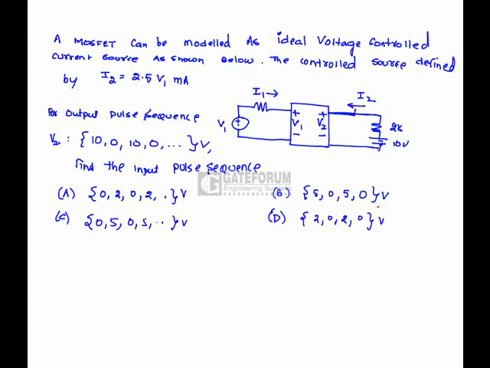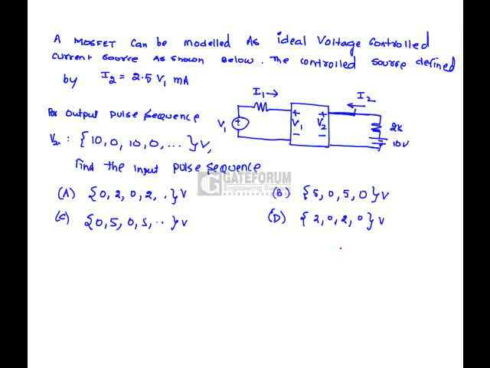A MOSFET can be modeled as an ideal voltage controlled current source as shown below. The control source is defined by I2 equals 2.5 V1 milliamps. So, as per the data, I2 depends upon the value of V1. For the output pulse sequence, V2 is given as follows: 10, 0, 10, 10, 0. This is the sequence which we are getting for V2.